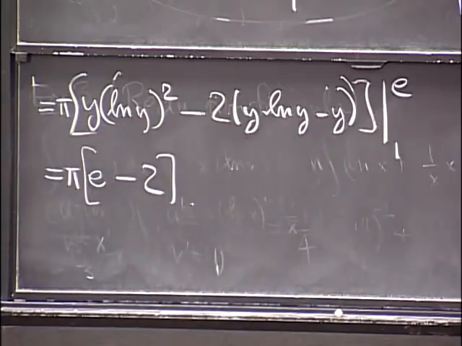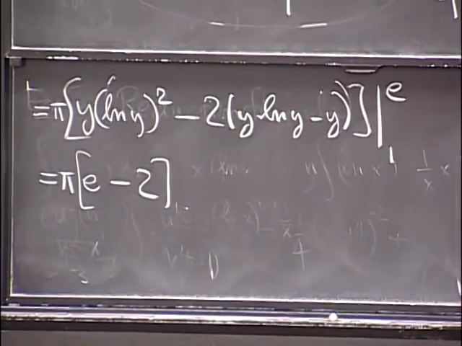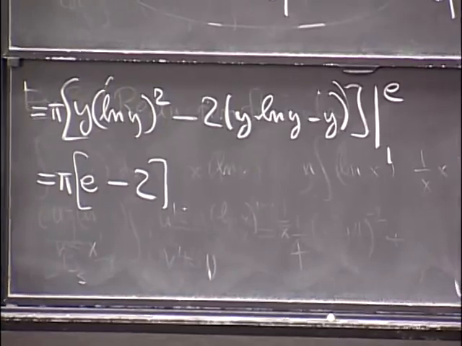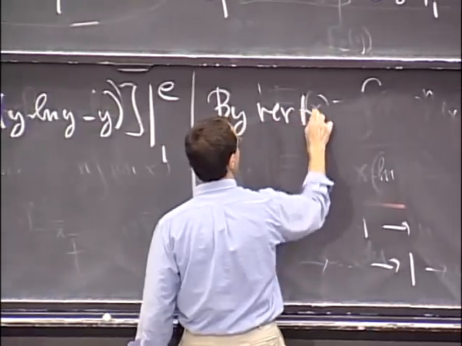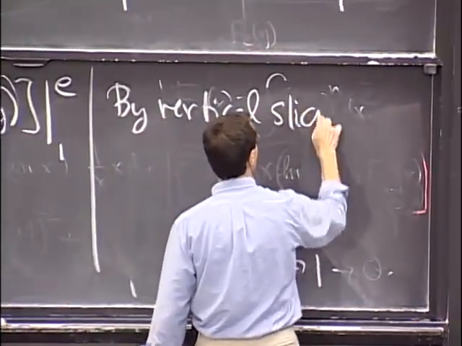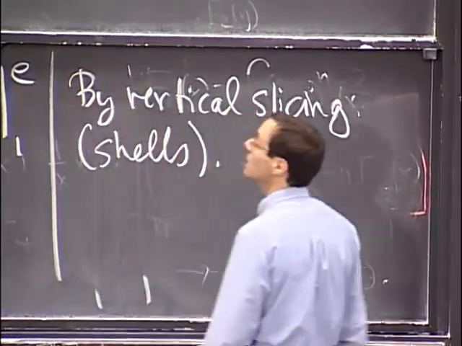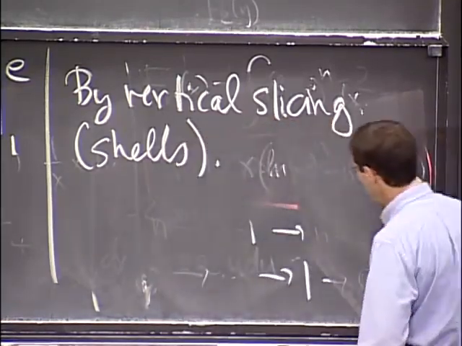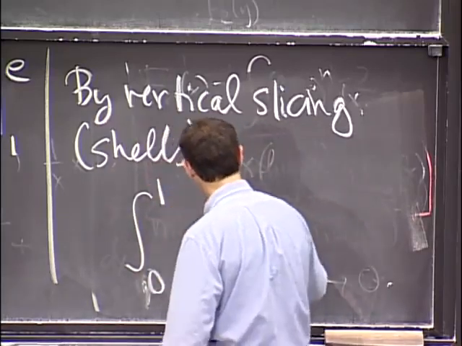All right, now we get to compare that with what happens if we do it the other way. So what's the vertical? By vertical slicing, we get shells. And that's in the x variable. It starts at 0 and ends at 1, and it's dx.